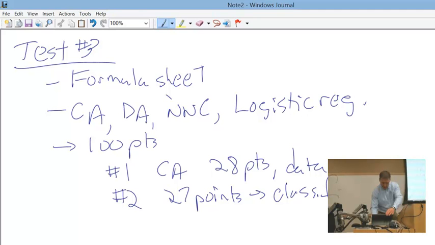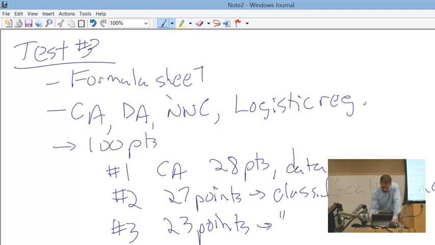And you're going to need to use a classification method, meaning it's going to be over discriminant analysis, nearest neighbor classification, or logistic regression. Problem number 3 is 23 points. And you're going to have to use now a different classification method. And lastly, number 4 is 22 points.